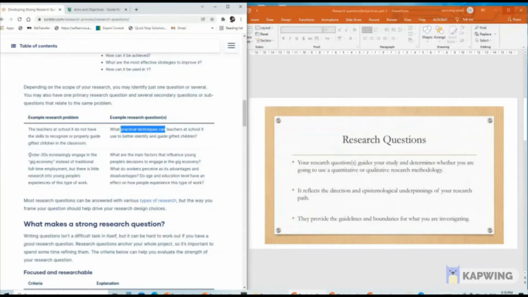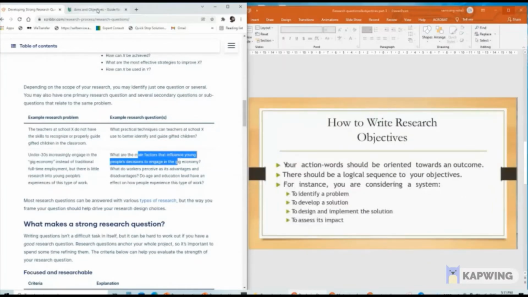The second research problem is that people under 30 years of age are increasingly engaging in the gig economy. So what would the research question be like? The research question is how you sort out the research problem. In this case, what are the main factors that influence young people's decision to engage in the gig economy? From here you can see that each research question must reflect each research problem, so you will be able to identify how you are going to solve the research problem.